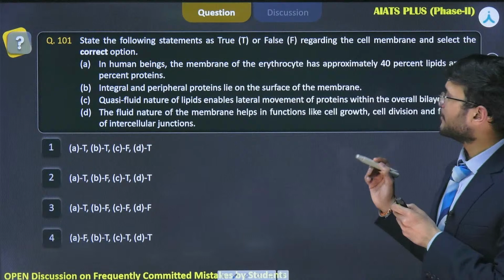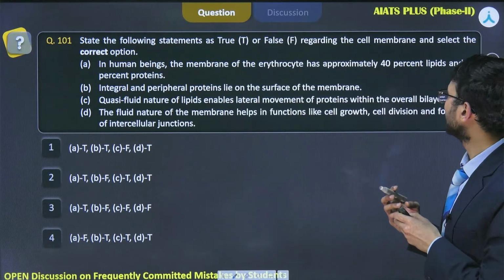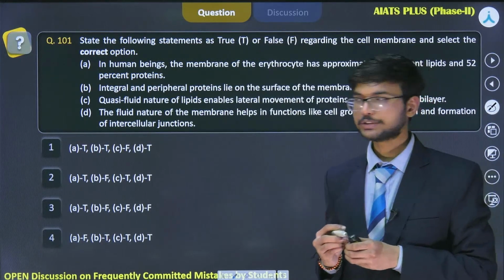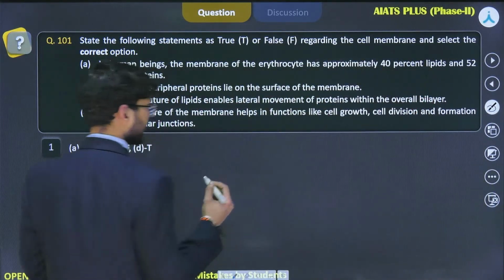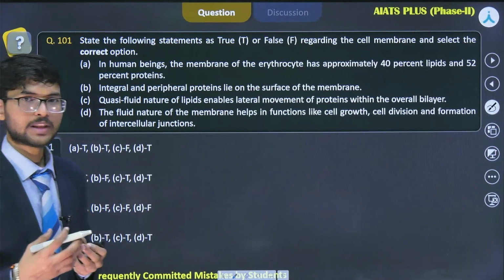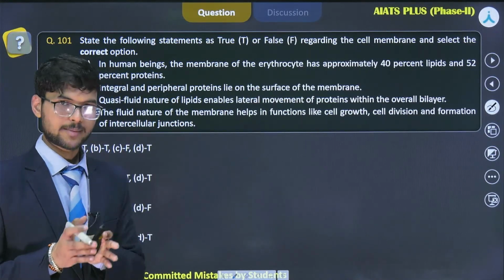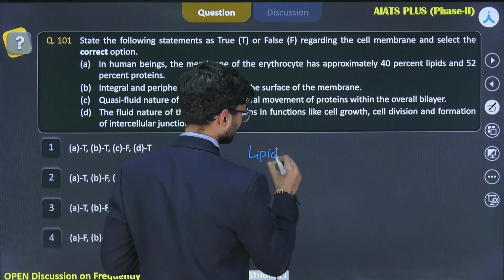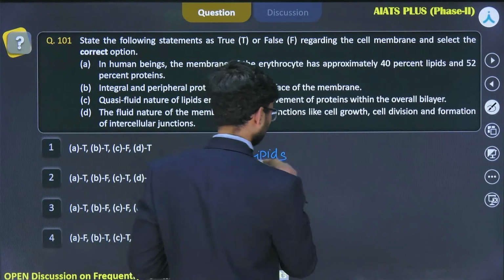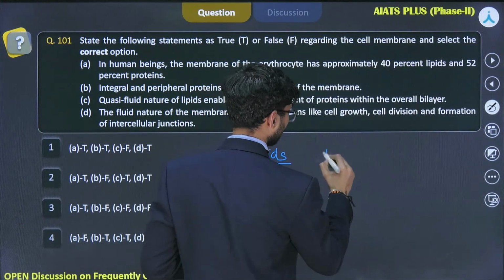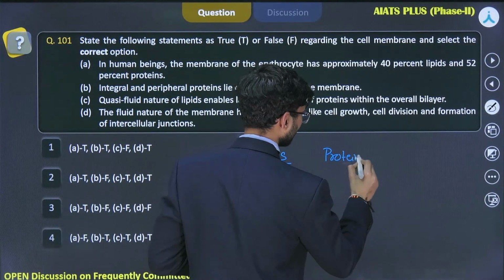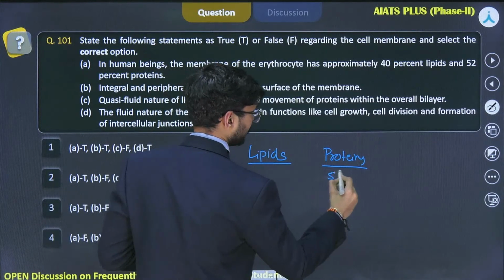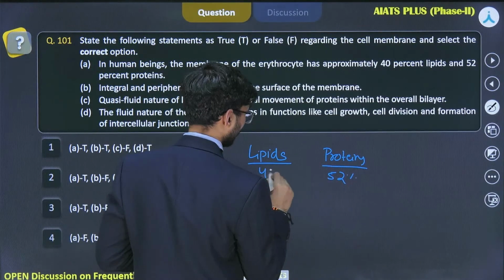In human beings, the membrane of an erythrocyte has approximately 40% lipids and 52% proteins. Yes, this statement is true because, as per electron microscope observation, we have found that in human RBC the concentration of lipids and proteins are different. The proteins are 52%, while lipids are 40%.